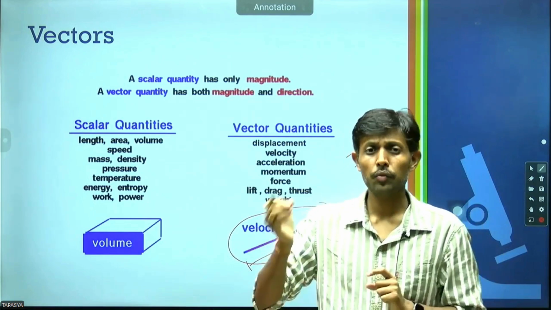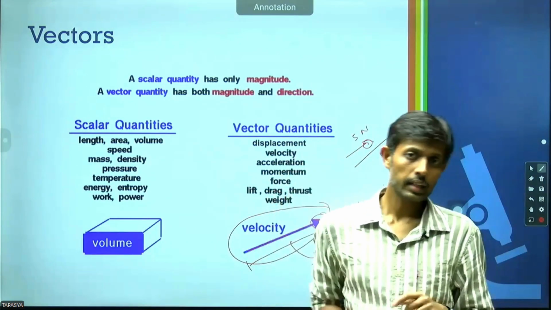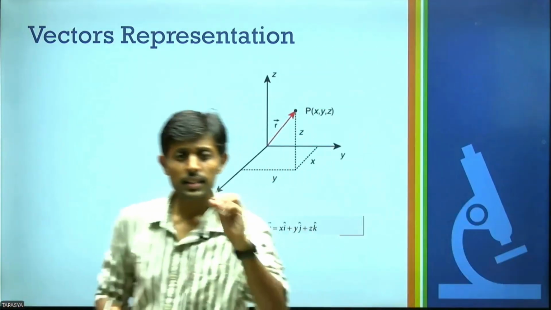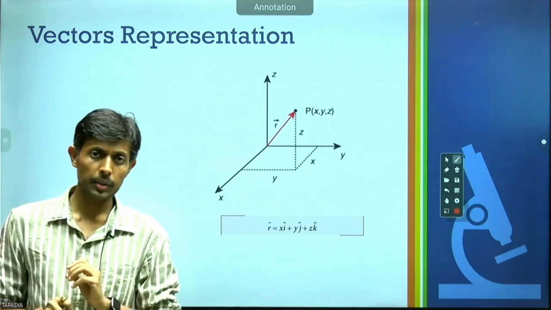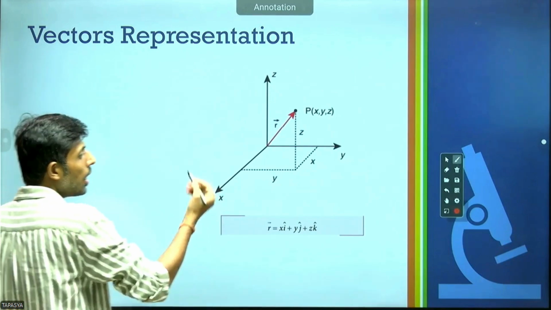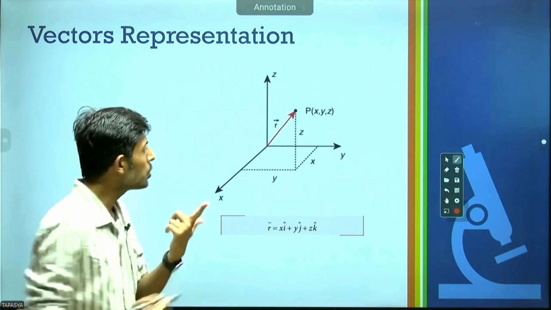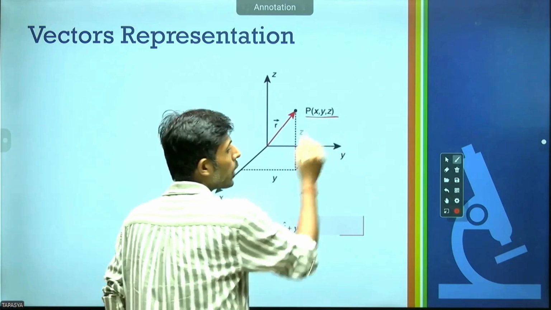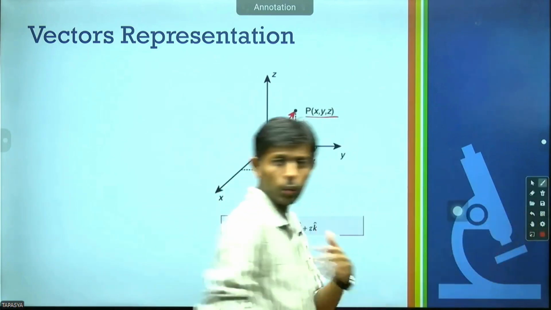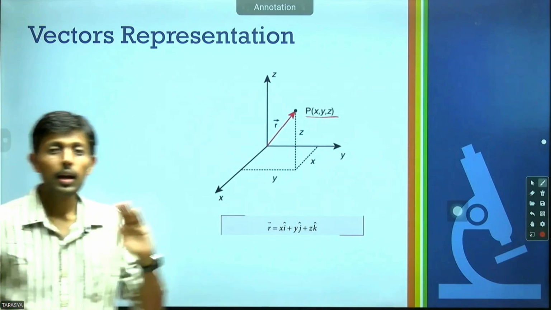Mathematical representation of vectors and all you will be taught in class 11th. Let's try to imagine a vector in 3 dimensions. How do you locate a given point in 3 dimensions? Using coordinates, right? X, Y, Z coordinates. We have been doing this in geometry.